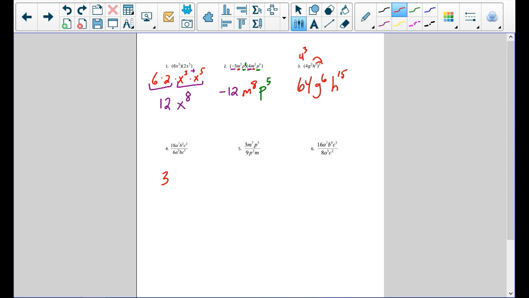Now I'm going to combine my A's. So A to the 7th over A to the 3rd. So 7 minus 3 gives me A to the 4th. It's positive. It's on top. B to the 3rd over B. So 3 minus 1 gives me B squared. And C to the 5th and C to the 5th. So 5 minus 5 gives me C to the 0, which is just a 1, and I don't have to write it. So 3, A to the 4th, B squared.